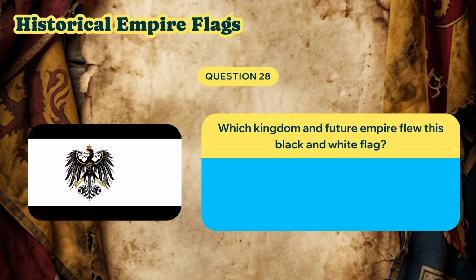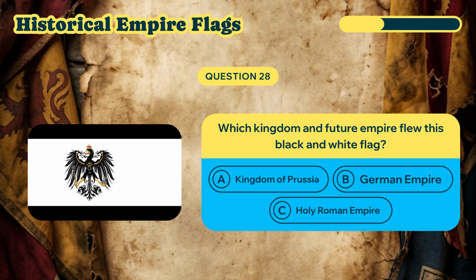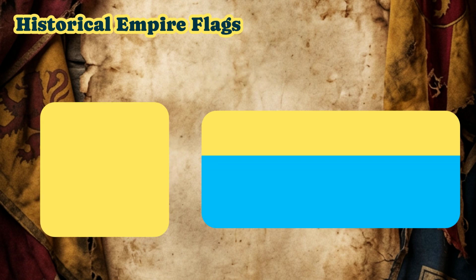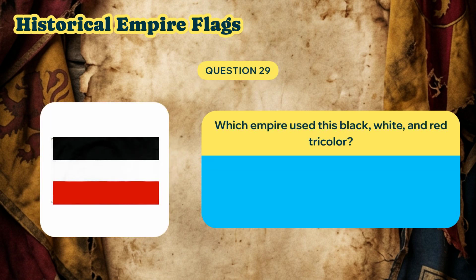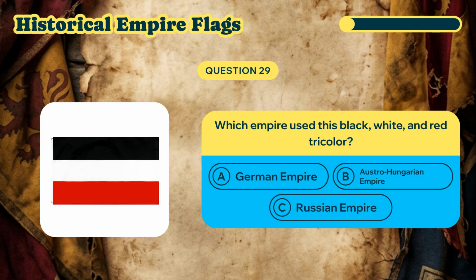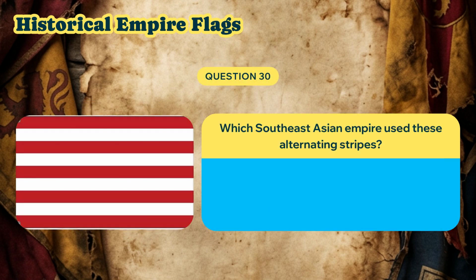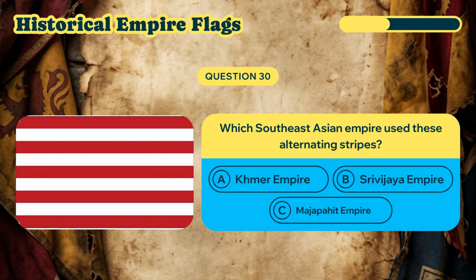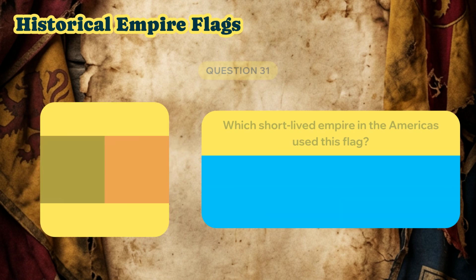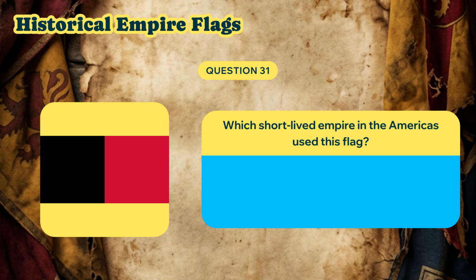Which kingdom and future empire flew this black and white flag? Which empire used this black, white, and red tricolor? Which Southeast Asian empire used these alternating stripes? Which short-lived empire in the Americas used this flag?